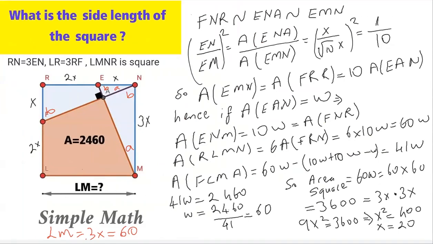This is the second question. This is a little bit hard, but it's about the area of square, triangle, and also similarity. So here the relation is given. The big shape is a square, and Rn, this is 3 times this. Likewise, Lr is 3 times Rf, and this area is given. Question asks side length of the square, Lm.